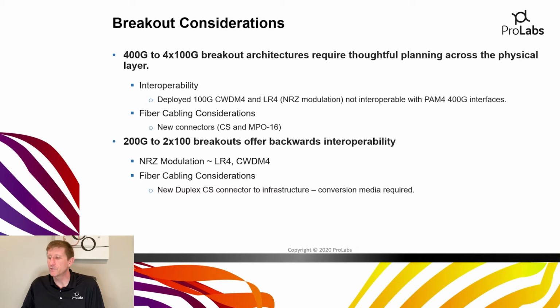Consider your fiber cabling. The new connectors, CS and MPO16, you probably don't have in your network today. You're going to need to buy those, right? We need to clean them. We may need to do a number of things that you don't do today. Also, 200 gig to 2x100 gig breakouts do offer backwards interoperability, meaning the NRZ modulation makes those interoperable with legacy LR4 and CWDM4 transceivers that may be in your network today. So for the fiber cabling there, you may need to worry about new duplex CS connectors, and you may need conversion media.